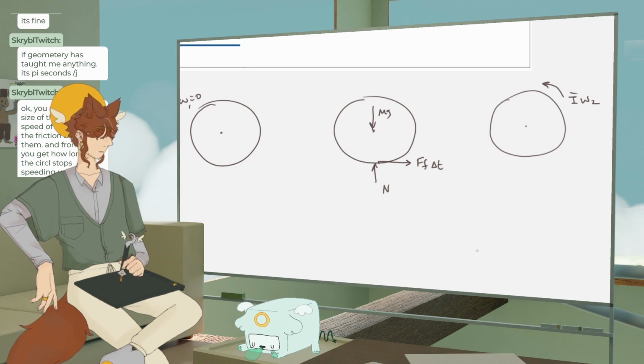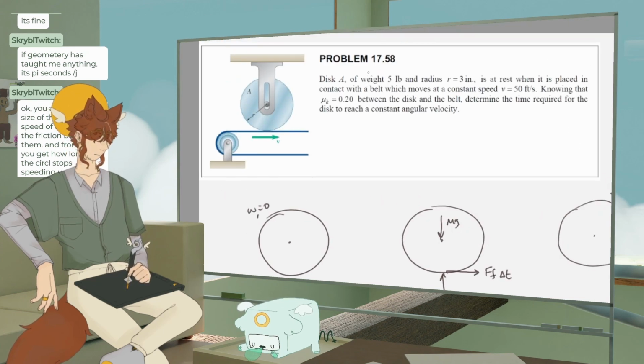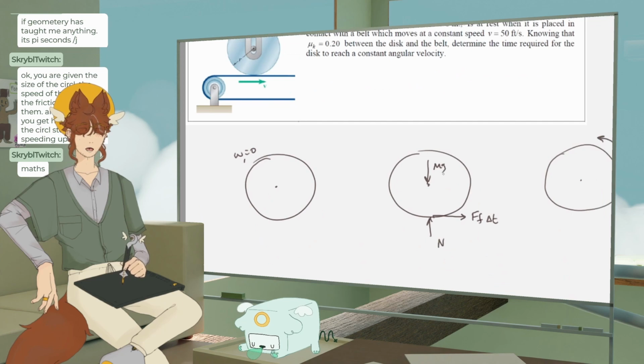You're given the size of the circle, the speed of the belt, the friction between them, and from that you get how long until the circle stops speeding up? Yeah, exactly. We're also given a weight, which is important. And we're given the speed of the belt. Yeah, a lot of it is just force.